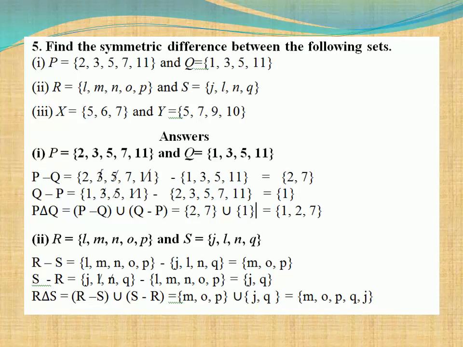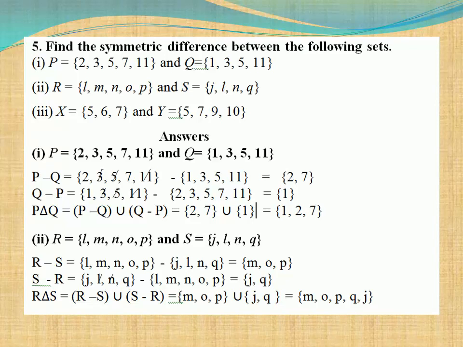Next, Q minus P, set of all elements from Q minus set of all elements from P. Now cancel the common elements, that is 3, 5, 11. The remaining element from Q is 1. So now you have to take the union of P minus Q and Q minus P. What do you get? 1, 2, 7. This is the symmetric difference between P and Q.